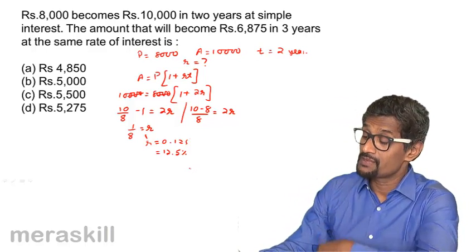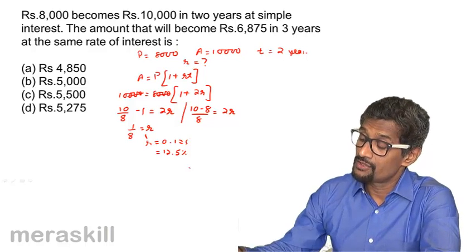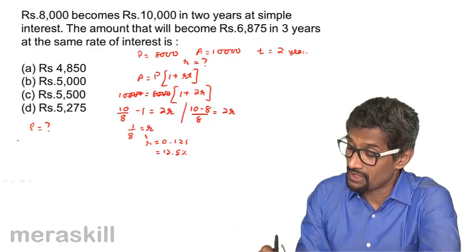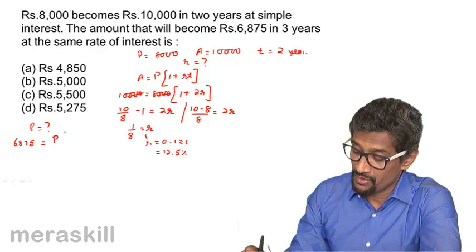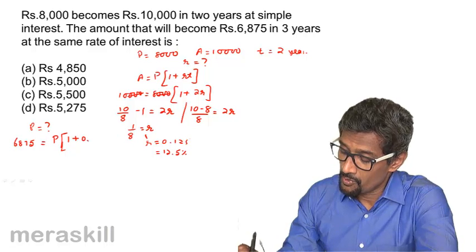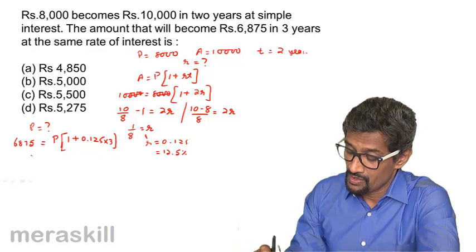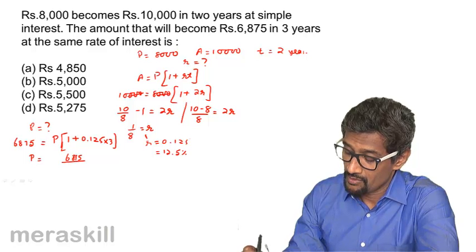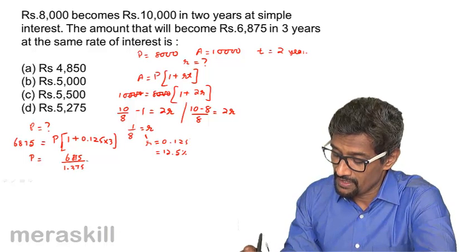So the amount will become 6,875 in 3 years at the same rate of interest. That means in the second case, P has to be found out using the same rate. The amount 6,875 is equal to P, we don't know, into 1 plus 0.125, that is the rate, into T. We have to find out. So P is going to be 6,875 divided by 1.375.